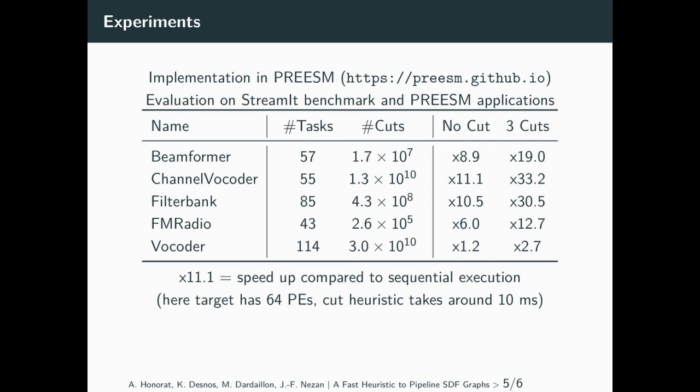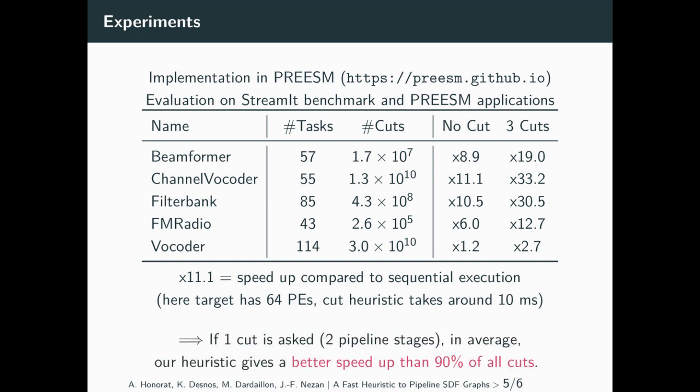Here is a small excerpt of our results, for the application having numerous possible graph cuts. It is clearly not possible to test and schedule each of them in a reasonable time. On the right, the last 2 columns give the speedup without any cut, and then with 3 cuts selected by our heuristic. For channel vocoder and filter bank applications, the speedup increases by a factor 3. Our heuristic only takes a few milliseconds to compute the best graph cuts. Moreover, for applications where the total number of cuts is small enough, we have compared the efficiency of our graph cuts with all of them, and in average, our cuts give a better speedup than 90% of all possible cuts.